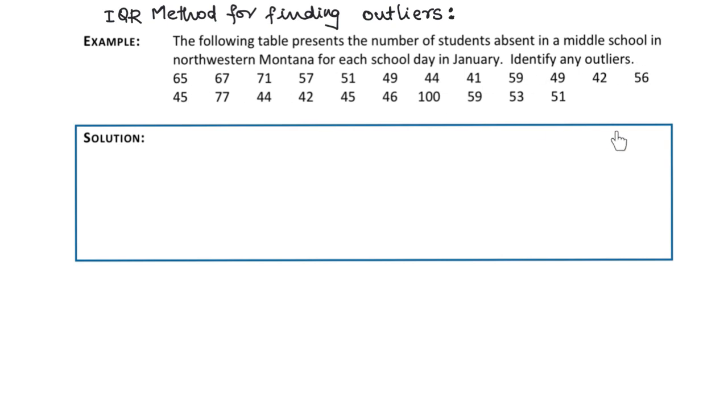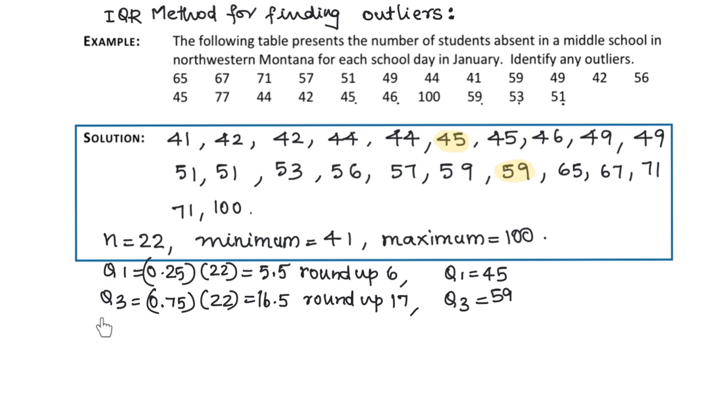So, first arrange the data in order, then find the minimum, maximum and median. First find Q1 and Q3. Multiply 22 by 0.25. This is a decimal, so round up and find the number in the 6th position. So, Q1 is 45. For Q3, multiply 0.75 by 22 and this value is also a decimal, so round up and Q3 is the number in the 17th position. So, 59. Now, find the interquartile range. Q3 minus Q1 equals 14.